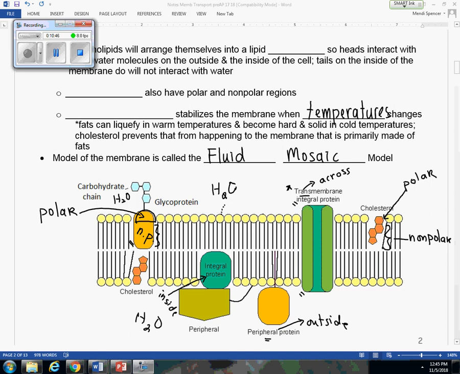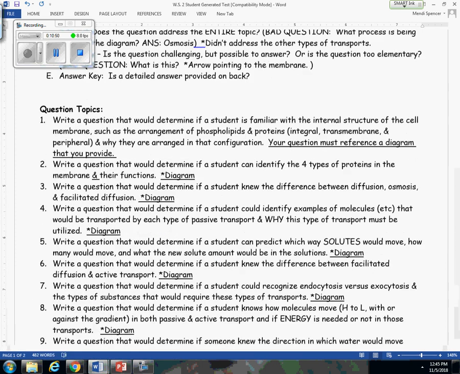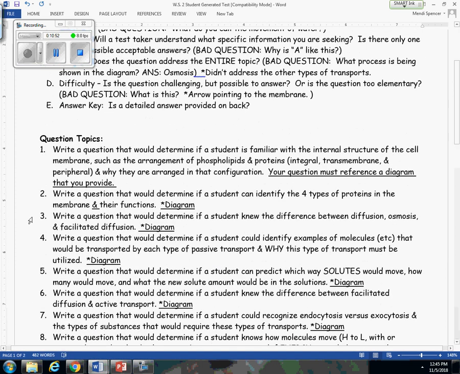number 1. Topic number 1 states that you're going to write a question to determine if a student is familiar with the internal structure of the cell membrane, such as the arrangements of the phospholipids and the proteins and cholesterol, and why they would be arranged like they're arranged.